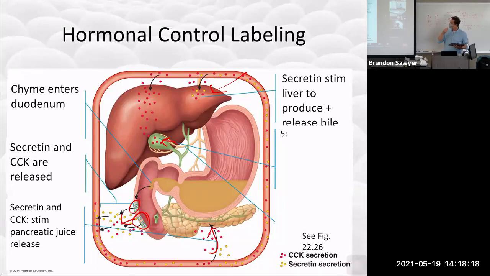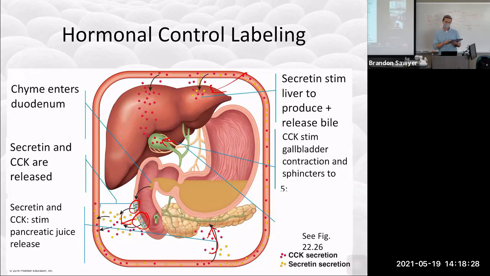Okay, so number 4 there is secretin stimulating the liver to produce and release bile. And then lastly, number 5, that CCK is stimulating the gallbladder to contract, as well as the little sphincters along here in the gallbladder and down here, which allow things to enter into the small intestine. Those will relax and open up.